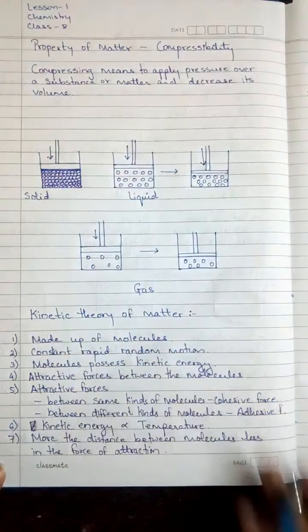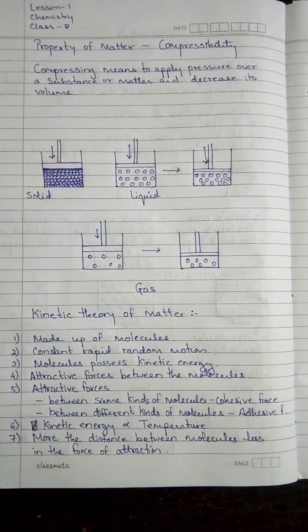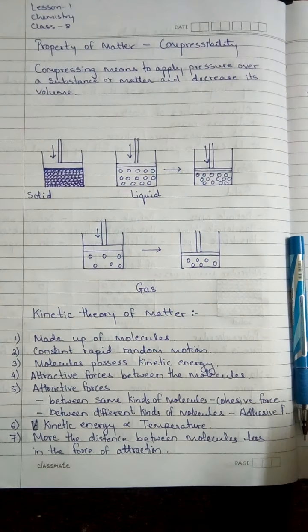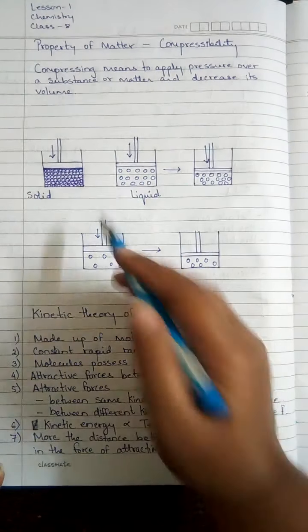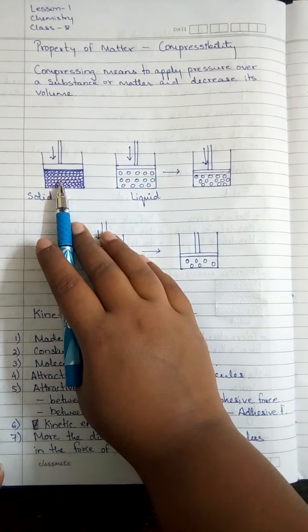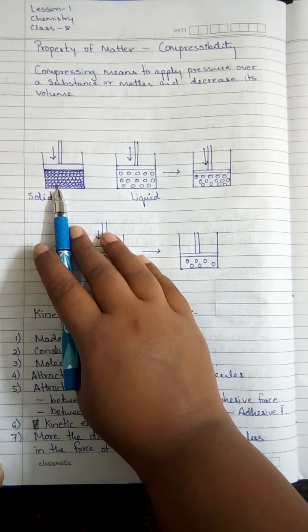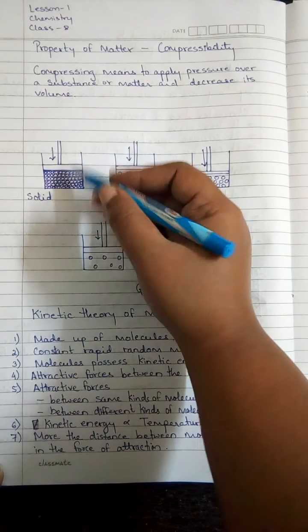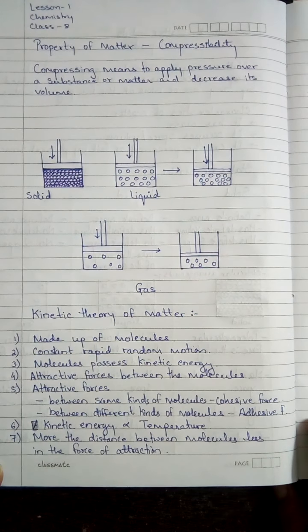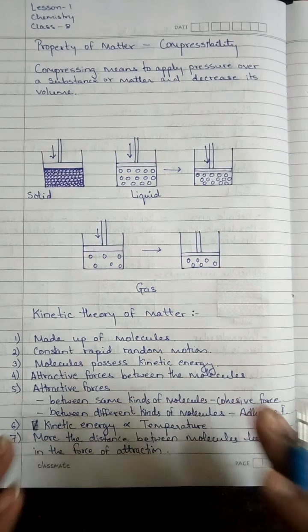Now what is compressing? Compressing means squeezing, or applying pressure over a substance or matter, and decreasing its volume. Volume means the space that it is occupying. In solids, if I take a piston and apply pressure on a solid, the solid cannot be compressed. No matter how much pressure you apply, for example on a stone, it will break into pieces, but it will not be compressed or squeezed.